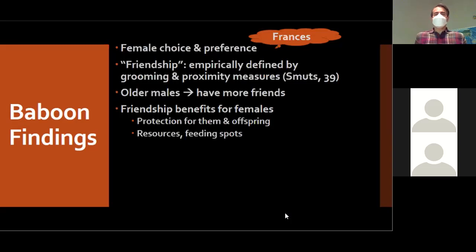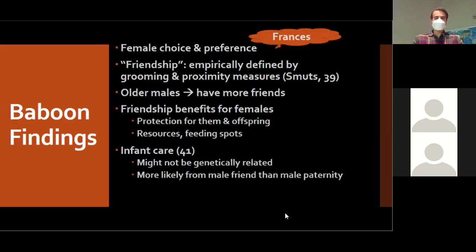And that these friends, and there's the title, What Are Friends For? Having male friends brings certain benefits for the females, that they offer them protection, that they are able to get resources and feeding opportunities. And perhaps most crazy or fascinating about this is how much these male friends provide care for their infants, whether or not there's paternity there.